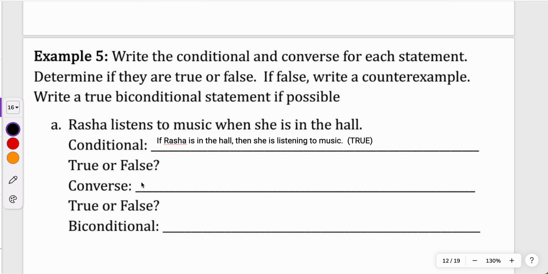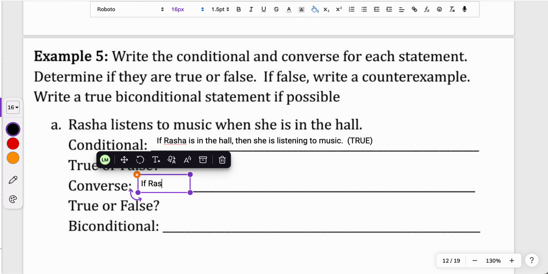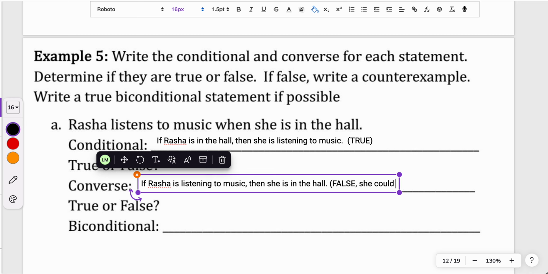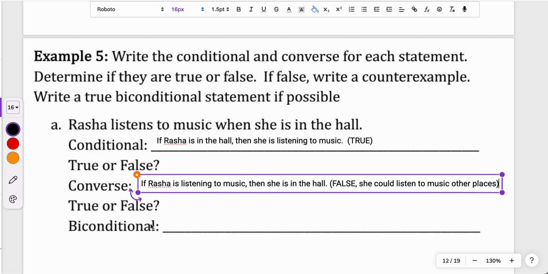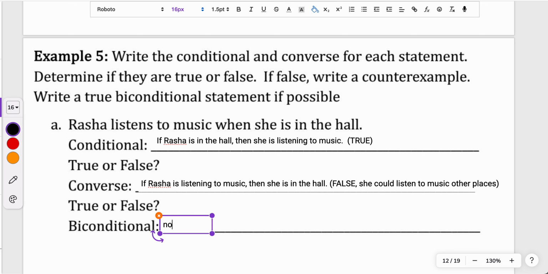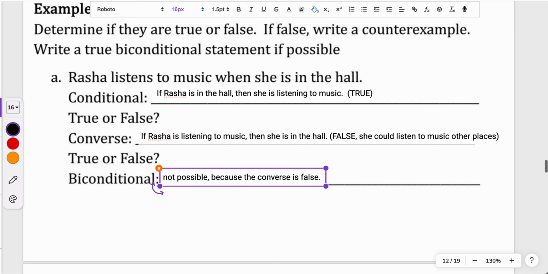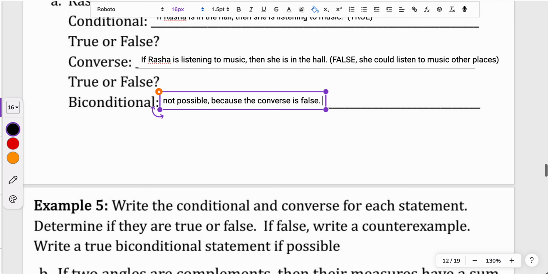Converse of that is flipping around Q then P. If Rasha is listening to music, then she is in the hall. That can be false. Why? She could listen to music other places. Okay? So biconditional is not possible because the converse is false. Okay? So let's see what happens if we try an example where maybe the converse could be true.